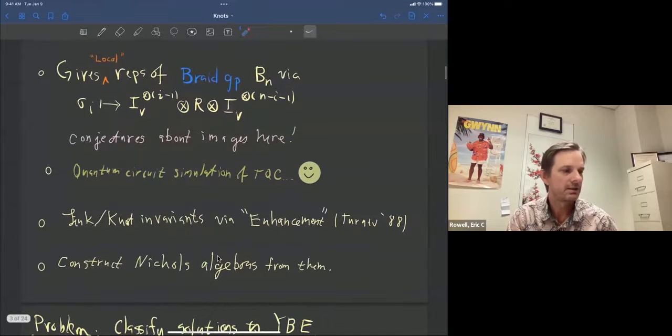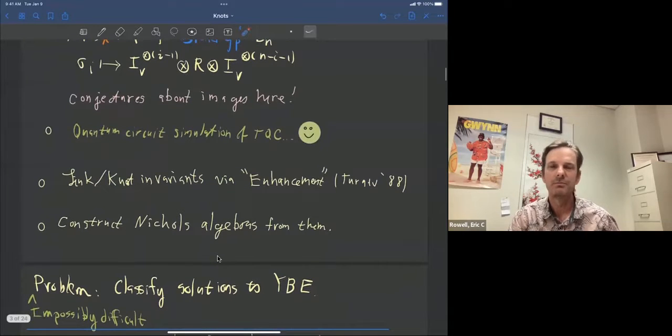Another useful thing is that Turaev, in a paper in CMP from 1988, described how to construct link and knot invariants from a solution to the Yang-Baxter equation via a procedure he calls enhancement. I think this is a really neat thing to do. I haven't seen so many people apply this, but maybe it's time we look at it again. Also, in the Hopf algebra community, there's lots of interest in solutions to the Yang-Baxter equation. They call them braided vector spaces. One reason is they're trying to construct Nichols algebras from them, in particular finite dimensional ones, which is quite useful in some approaches to classifying pointed Hopf algebras.